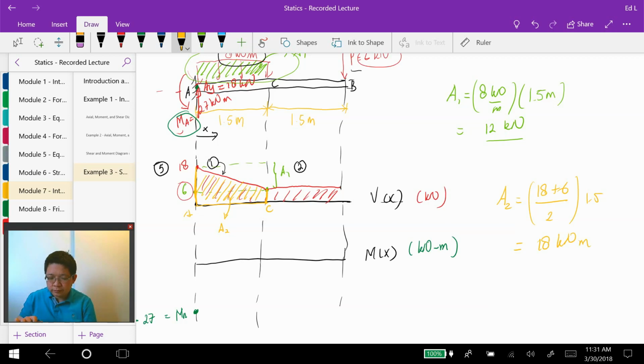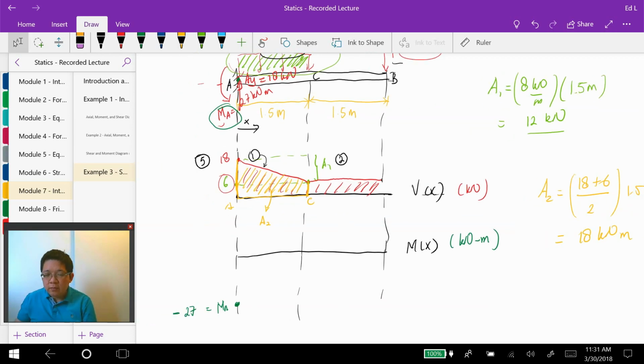And from the fourth rule we know that the change in the moment diagram is equal to the positive of the area under the shear diagram. So we know that this change right here is equal to A2, and it goes upward because it's positive, and the value right there is equal to negative 9, which is negative 27 plus 18.